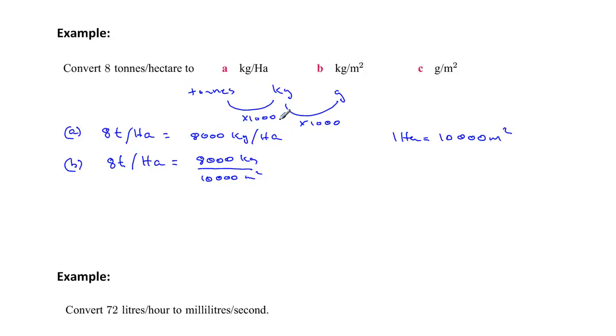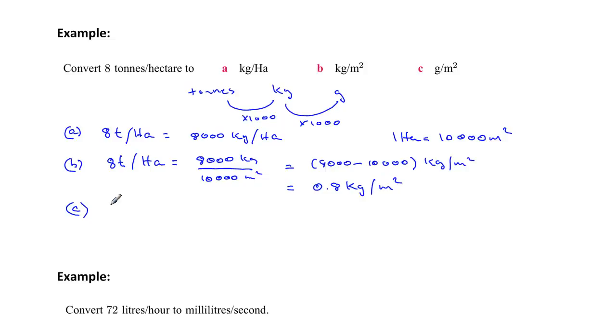That's something you just need to remember. So when we do this one and we divide it out, so we'll take our 8,000 and we'll divide it by 10,000. We get our answer in kilograms per square metre, and it comes down to a fraction or a decimal, 0.8 kilograms per square metre.